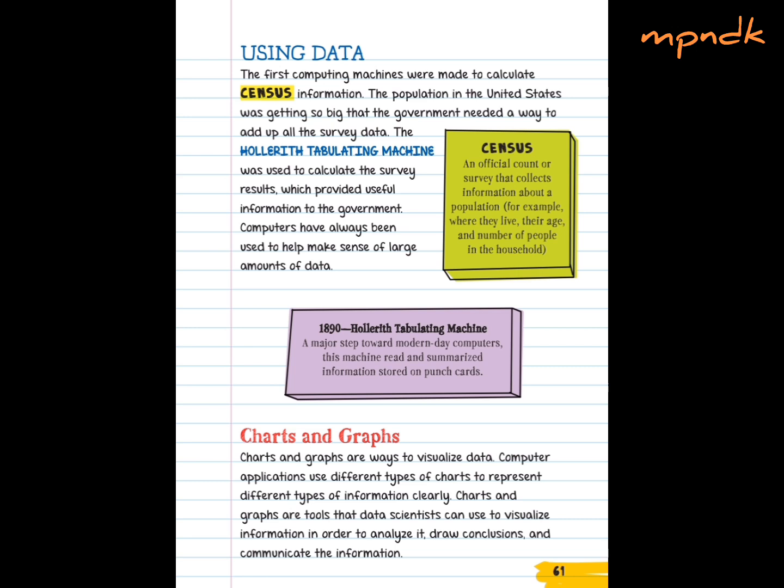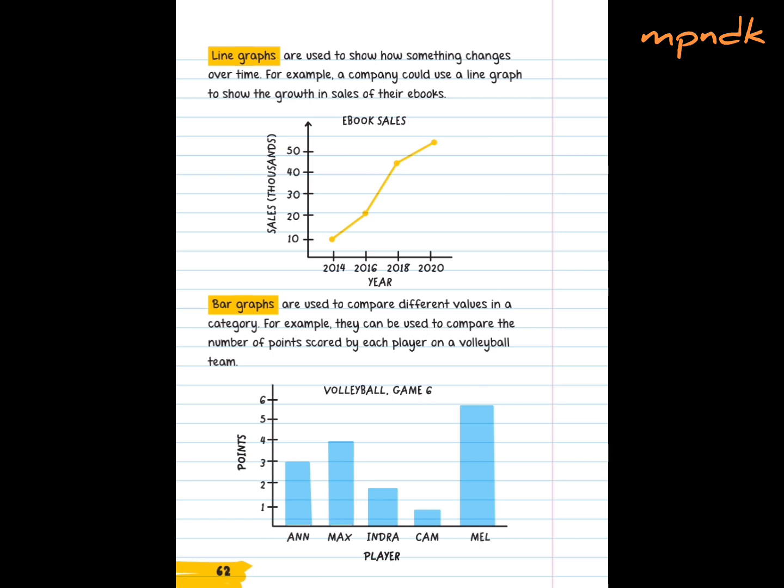Charts and graphs are tools that data scientists can use to visualize information in order to analyze it, draw conclusions, and communicate the information. Line graphs are used to show how something changes over time. For example, a company could use a line graph to show the growth in sales of their ebooks.